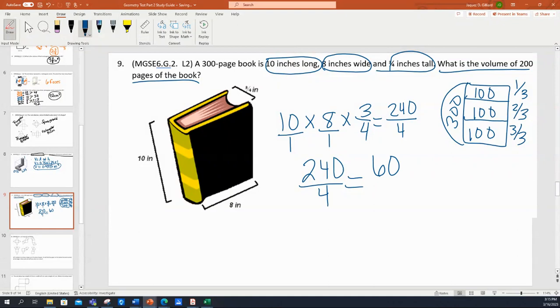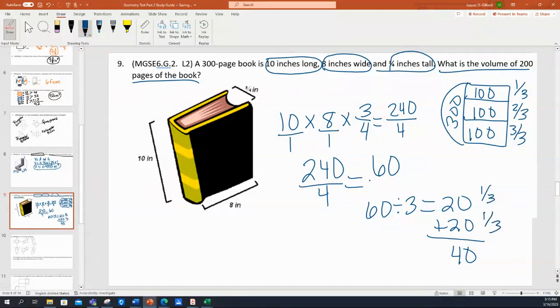Well, if it takes 3/3 to make a whole, then I'm going to just divide 60 by 3, right? So I'm going to take 60, divide that by 3, and I'm going to get 20. So that means every 1/3 is worth 20. So if I need 2/3, how much do I need to add? Add another 20. And then I'll have 40. Because remember, each 1/3 is worth 20. So now that's 2/3. So therefore, it's going to be 40 inches cubed. Okay? 2/3 of the book is 40 inches cubed. And the 3/3, which is a whole, is 60 inches cubed. And 1/3 is what? 20 inches cubed. Good job.